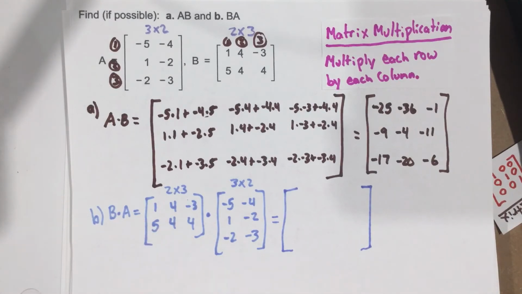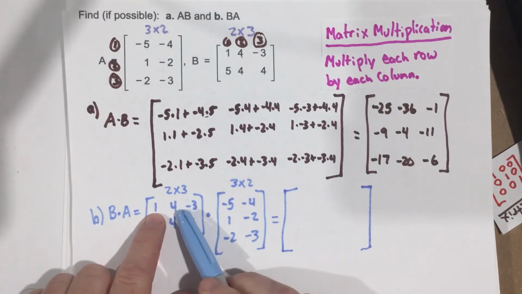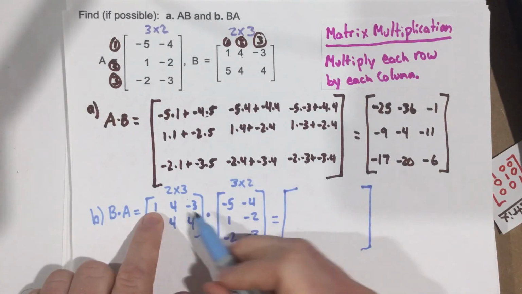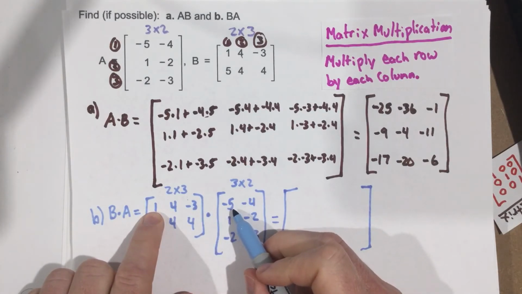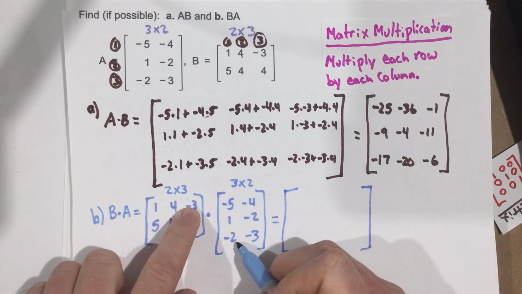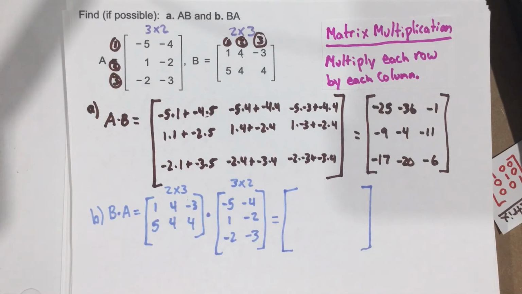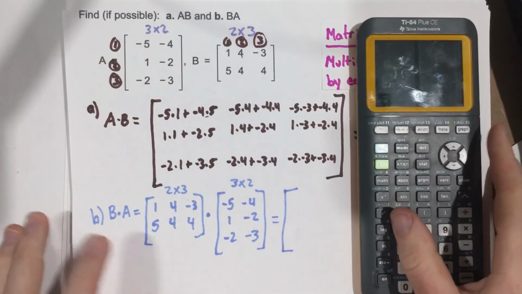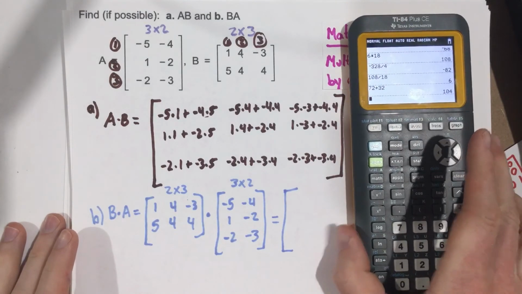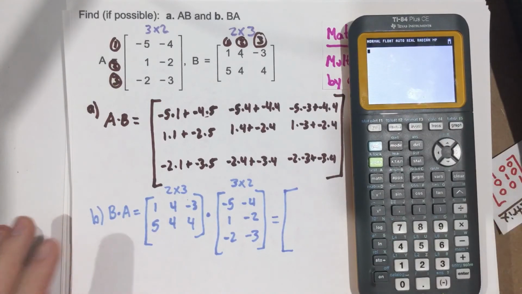All right, let's go ahead and start to multiply. We'll do 1 times negative 5 plus 4 times 1 plus negative 3 times negative 2. But I'm going to actually show you how to do this in the calculator. I think it's pretty easy to do in the calculator.